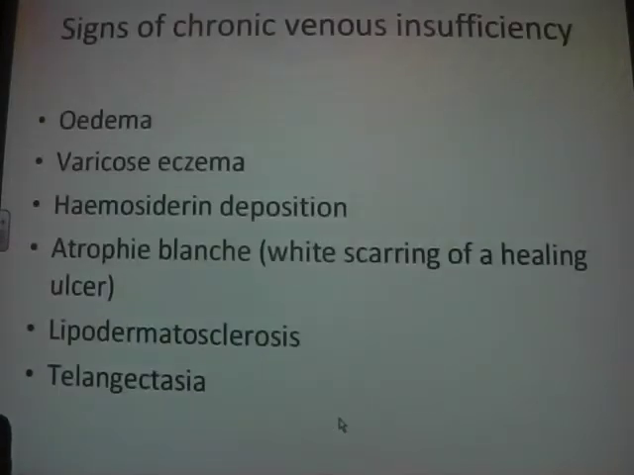Signs of chronic venous insufficiency, I think we talked about before in the picture. So edema, varicose eczema, hemosiderin, atrophie blanche, so like a white change to the colour of your legs. I don't think it's necessarily a venous ulcer all of the time. And lipodermatosclerosis, so hardening, and telangiectasia.